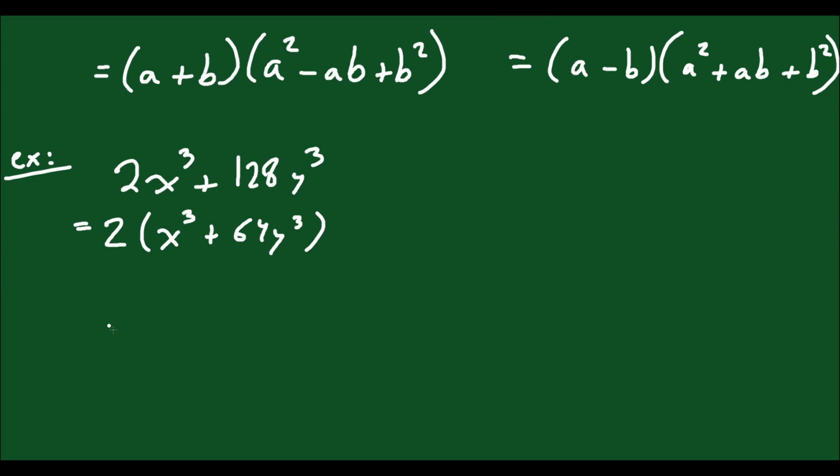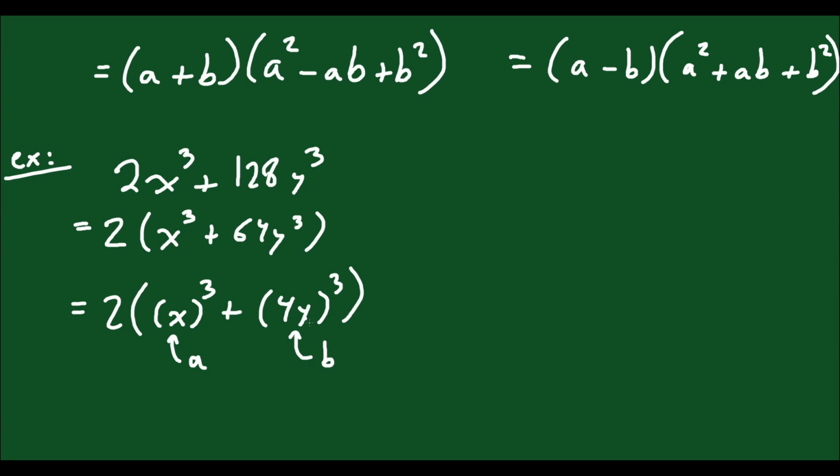Now we say, all right, pretend that 2 is not there. Just leave it on the outside and deal with what's on the inside. What's a? Well, a is x, right? A cubed, you have x cubed. What's b? Well, what's the cube root of 64? The cube root of 64 is 4, and then you have y, so 4y cubed, because 4 times 4 is 16, times 4 is 64. So your a value is x, and your b value is 4y.